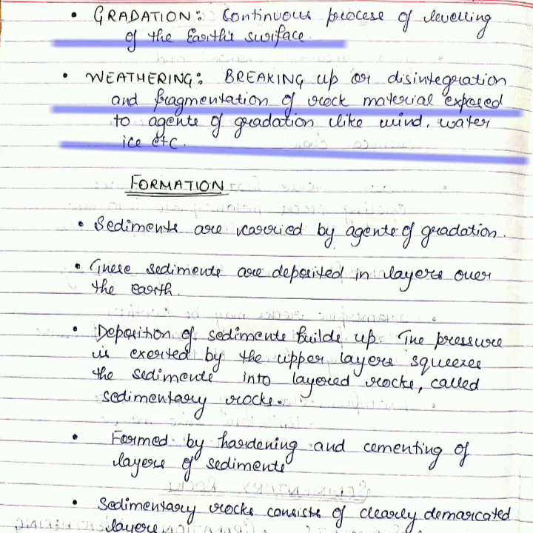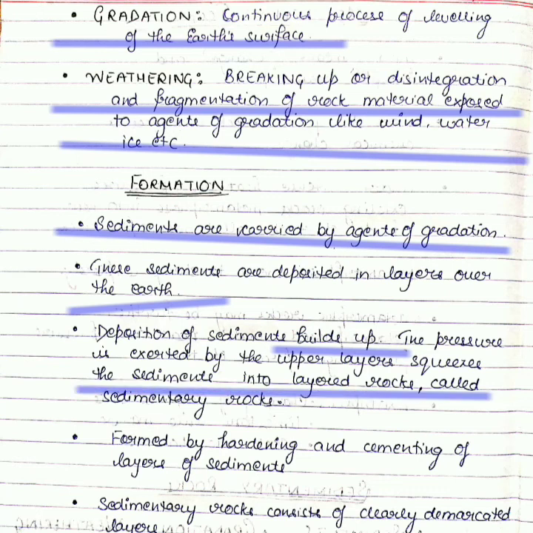Now let us see how sedimentary rocks are formed over a period of several years. Sediments are carried by agents of gradation like water, ice, wind, and sea. The sediments are deposited in layers over the earth. As the deposition of sediments builds up, the pressure exerted by the upper layer squeezes the sediments into layered rocks. These layered rocks are called sedimentary rocks. Thus, sedimentary rocks are formed by the hardening and cementing of layers of sediments.